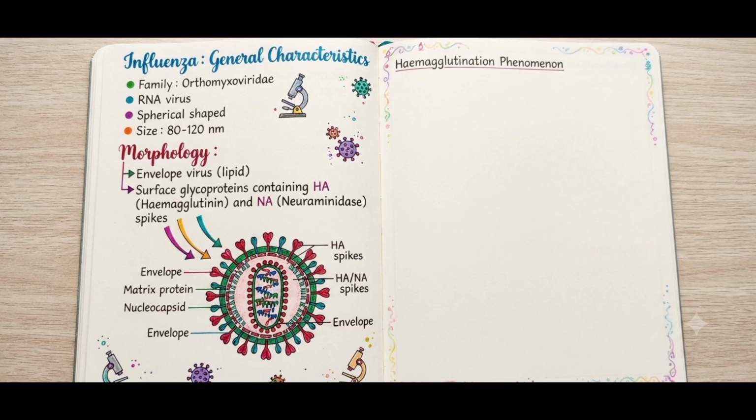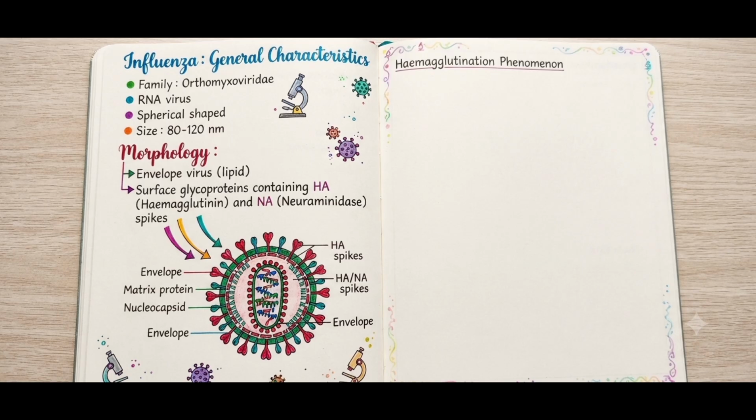Influenza viruses are generally spherical or pleomorphic in appearance. Their size is approximately 80 to 120 nanometers. Remember, the unit here is nanometers or nm, not millimeters. Exam emphasis. So for your examination, remember, Orthomyxoviridae, RNA, enveloped, about 80 to 120 nanometers.